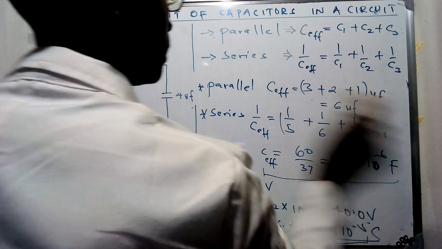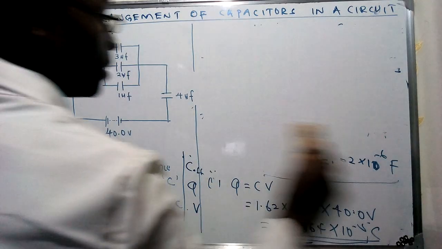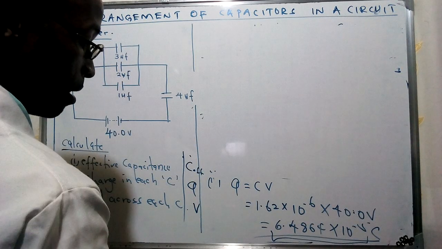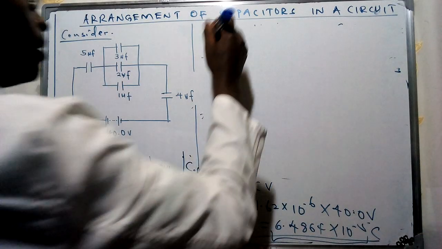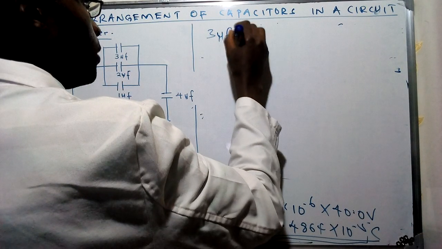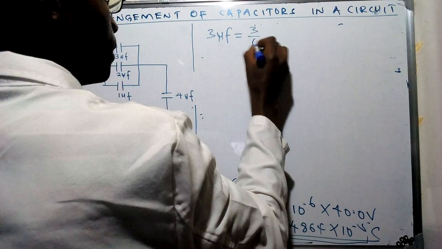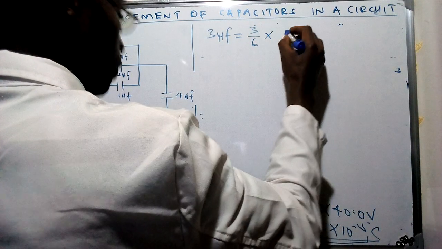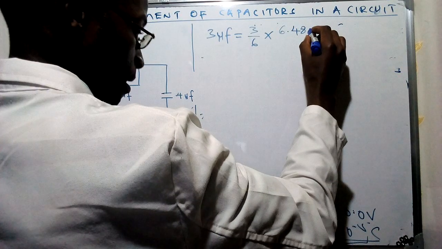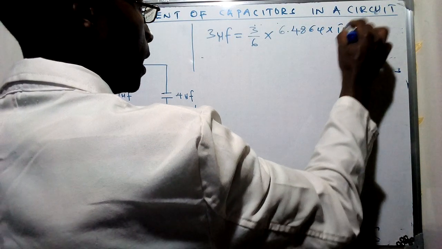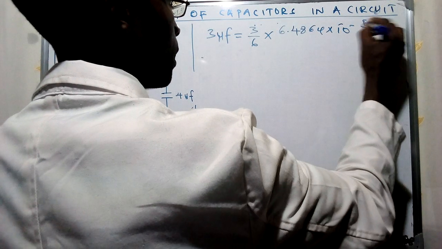For instance, we can do an evaluation for the ones which have been arranged in parallel, so that we can have a concept of what this is going to look like. So for the 3 microfarads, we're going to have the total charge flowing through this one as a fraction of 3 over 6 times the total charge, which we have found to be 6.4864 times 10 negative 5 coulombs.